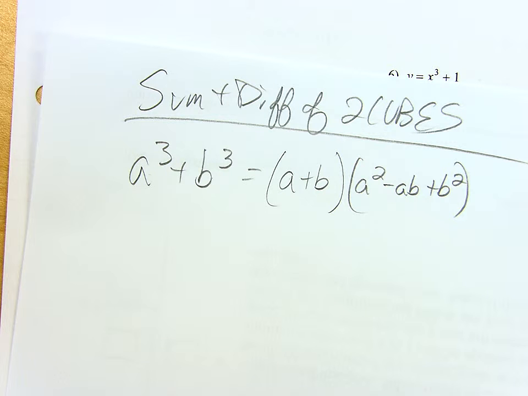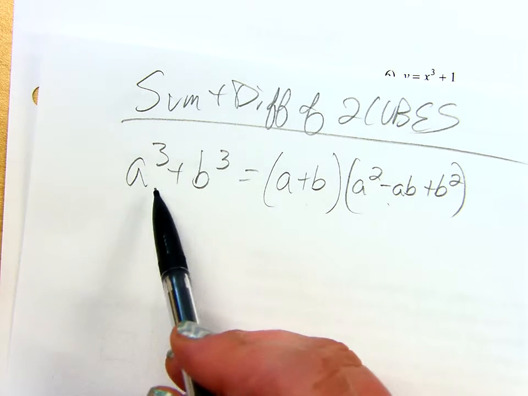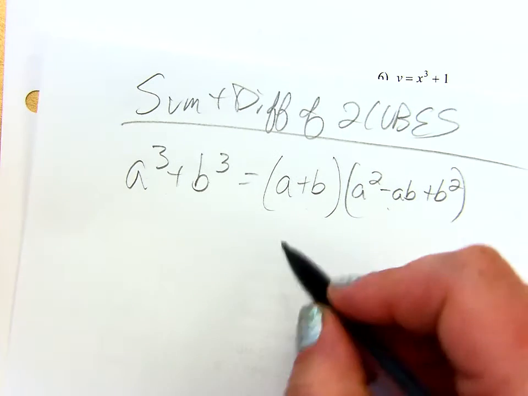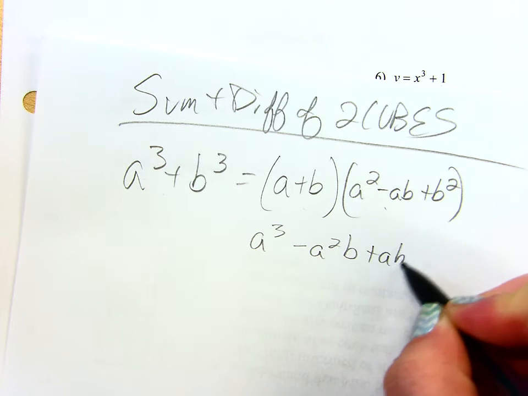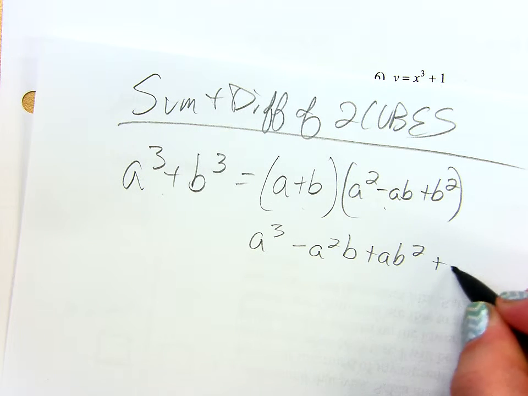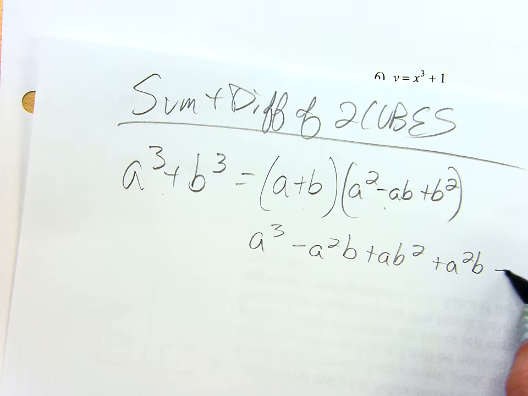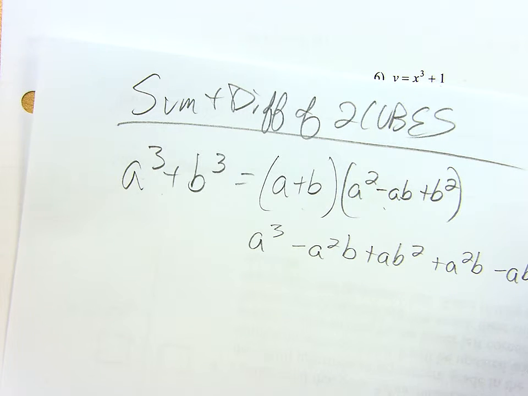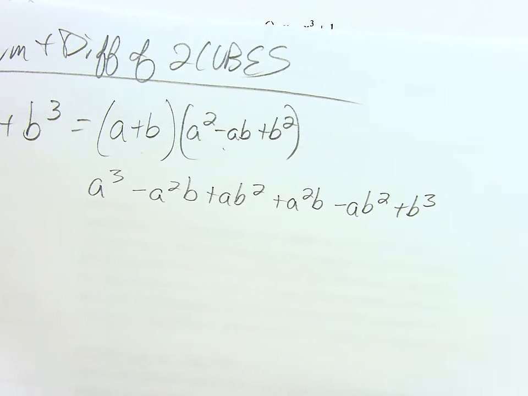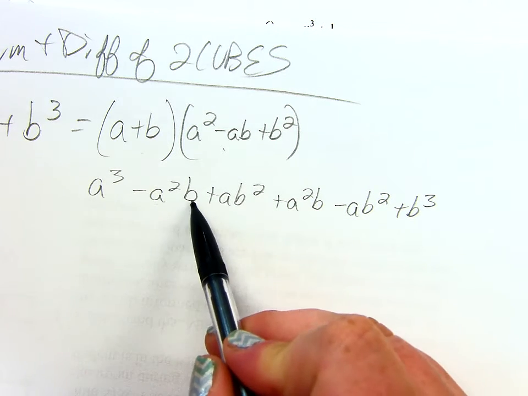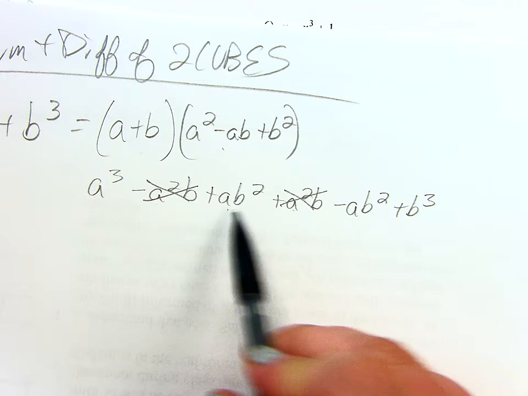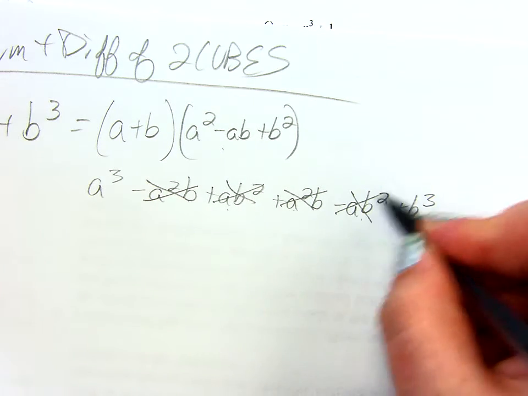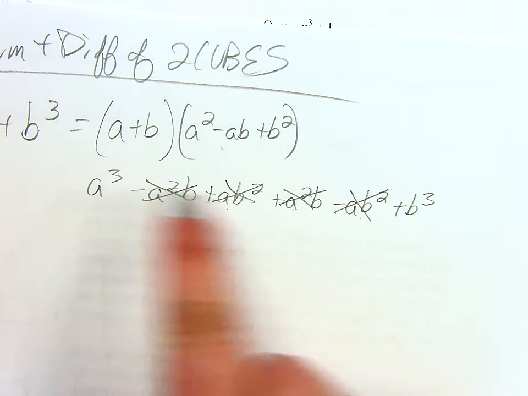So, dare I try again? Yes, I dare, because I want to make sure that we're right. Miss Saber, you mean to tell me if you multiply these two things together, you're going to get that? Well, let's see. A cubed minus a squared b plus ab squared, and now b times all that, plus a squared b minus ab squared plus b cubed. Combine our like terms. I got a minus a squared b and a plus a squared b, so they're gone. A plus ab squared and a minus ab squared. Oh my goodness! Check that out. I have a cubed plus b cubed.